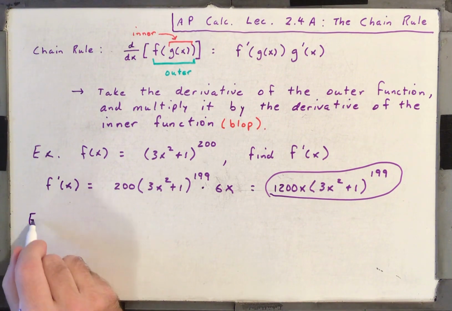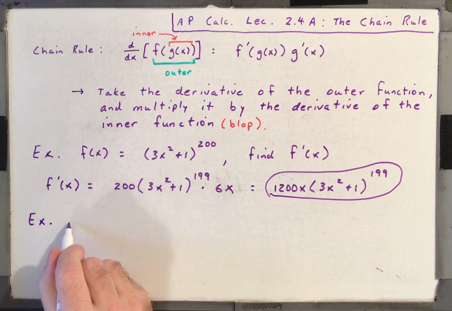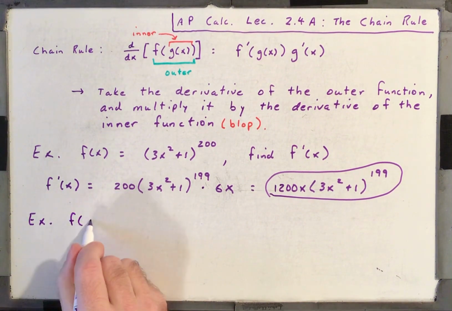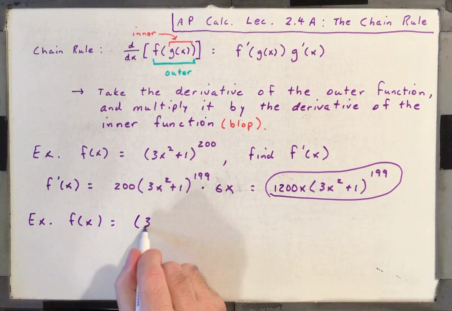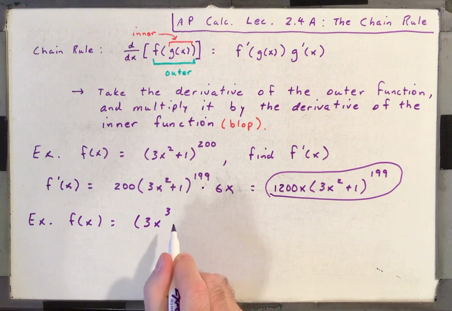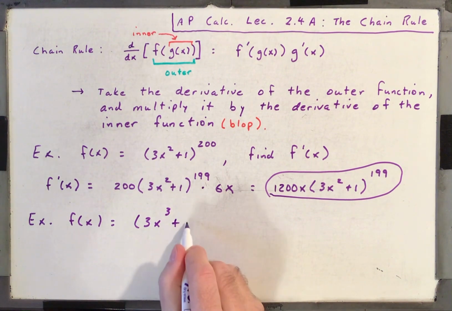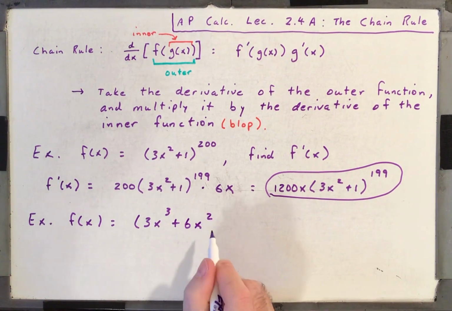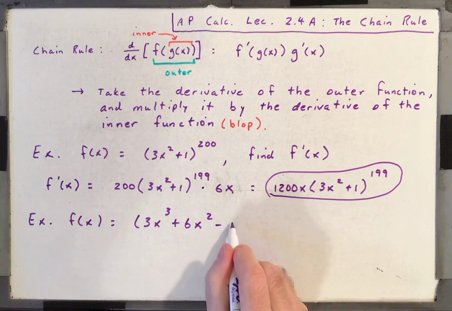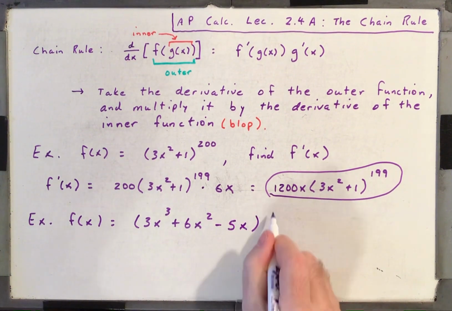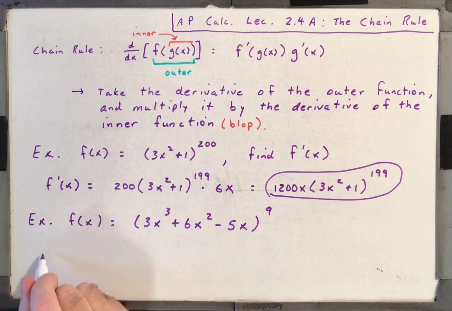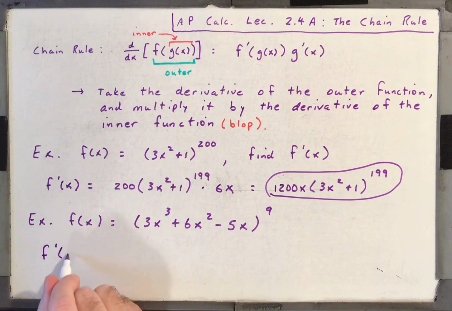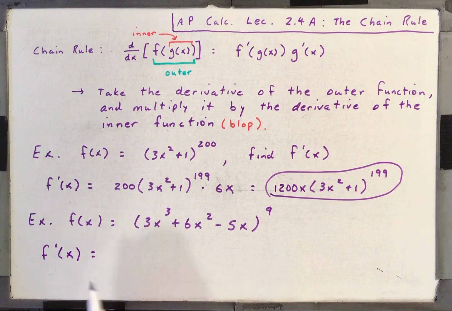Okay, I can fit another one in here. So let's say we have f of x is equal to 3x cubed plus 6x squared minus 5x to the 9th power. So what is f prime of x? Why don't you pause the video and you try this real quick?